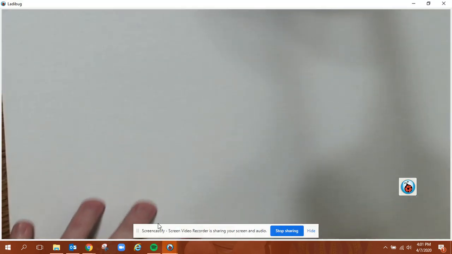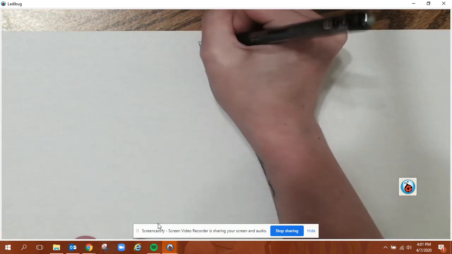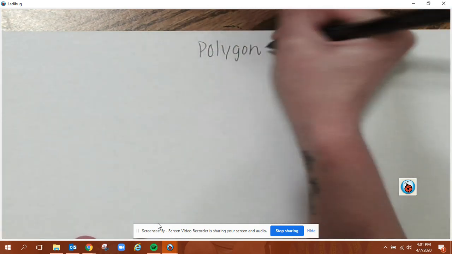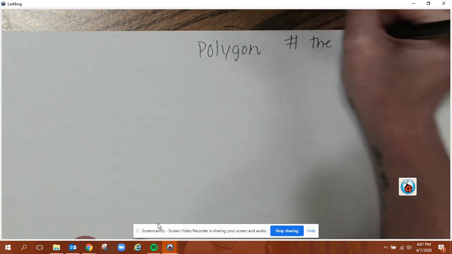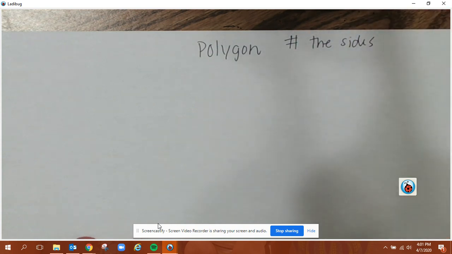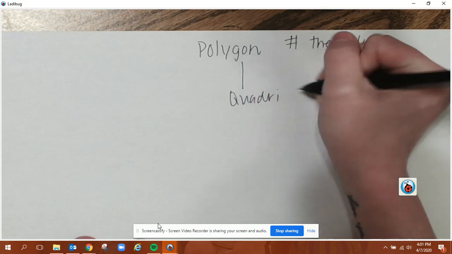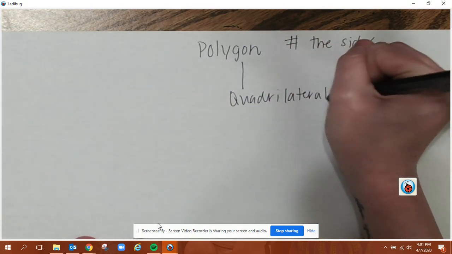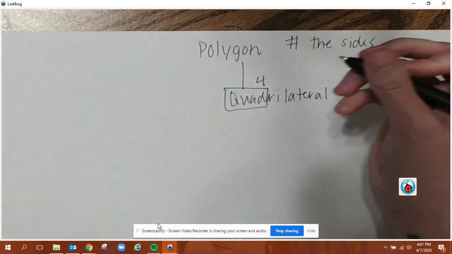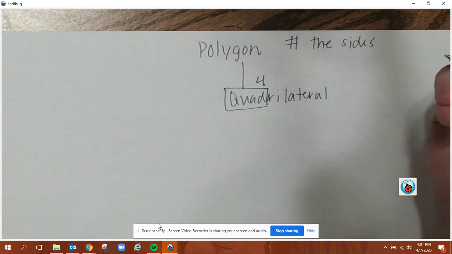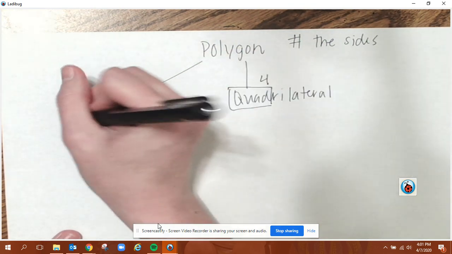Alright, so to start, yesterday we started talking about polygons, right? And we started talking about how we can classify polygons by the number of sides they have. Okay? Yesterday the subset of polygons we talked about was quadrilaterals. And remember, quadrilaterals have 4 sides, so that's how they're classified. Okay? Today we're going to start talking about a different subset of polygons. We're going to talk about triangles.